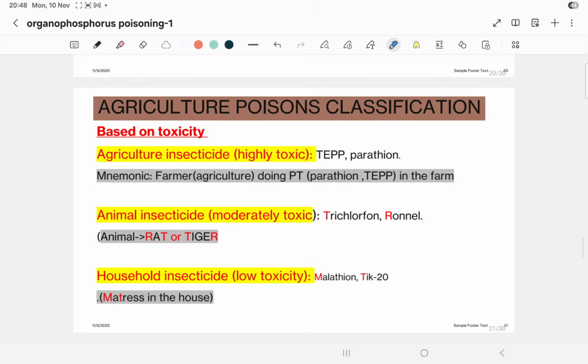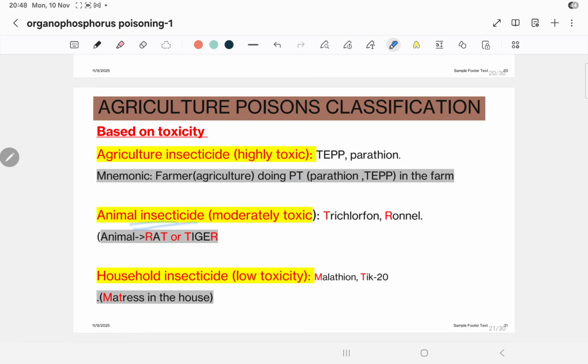Agricultural poisons classification. So agricultural insecticides. This is easy to remember. So who does the agriculture? Farmer. So just visualize a farmer doing PT in the farm. PT means physical training. Remember we used to do PT in our schools. So PT. P is parathion, T is TEPP.